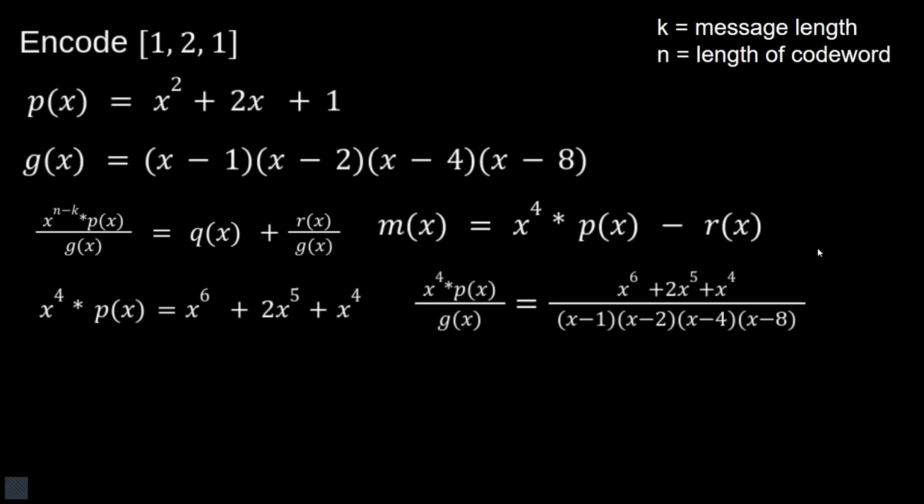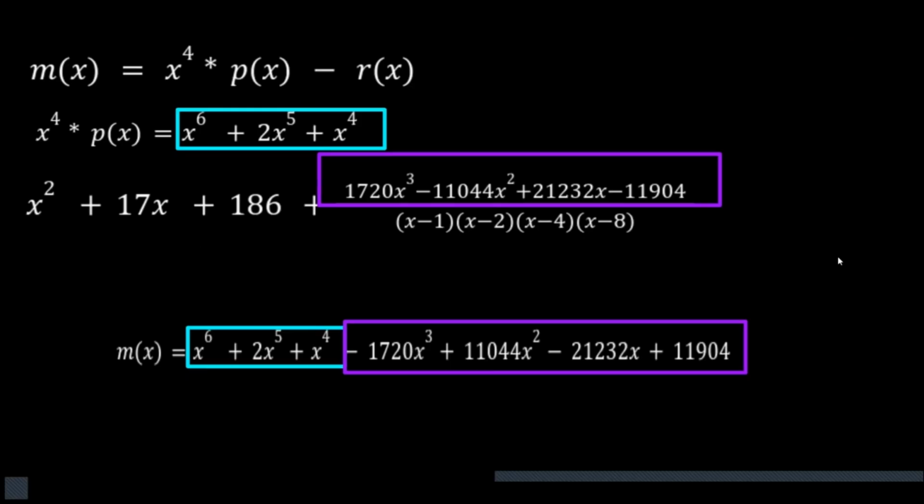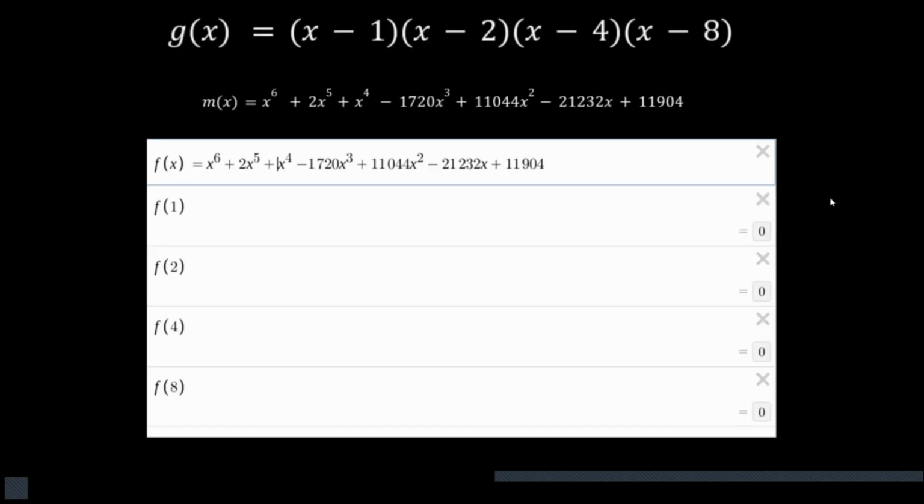by our generated polynomial. To create our message, we take the remainder and subtract it from our extended polynomial. Here's our completed computation of m of x. Now that we have m of x, we can check if we have done this correctly by plugging in the values 1, 2, 4, and 8 into m of x. And we see that they evaluate to 0.